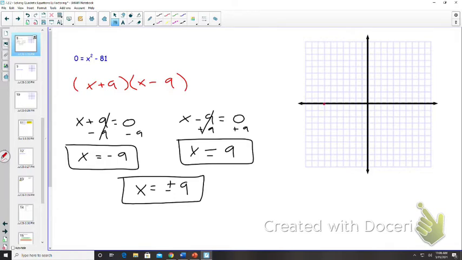Yep. Okay, so now we're just going to plot our points. So we have 9 and 0, and negative 9 and 0. And it's a happy parabola. And there's our parabola.